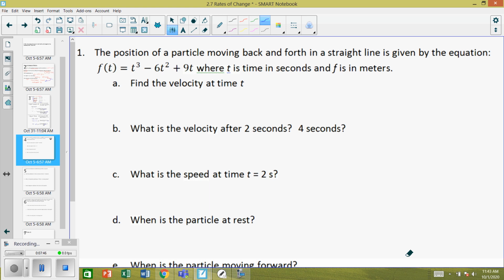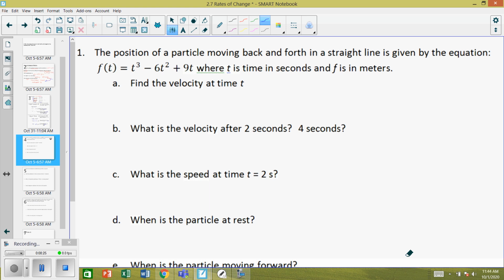Okie doke. So the position of a particle moving back and forth. This is called a particle in motion. This is actually the name of the chapter. A particle likes to move back and forth. It's a sciencey thing. The position of a particle moving back and forth in a straight line is given by the equation, where t is the time in seconds and f is in meters. So at any given time, it's telling me where this particle is positioned.